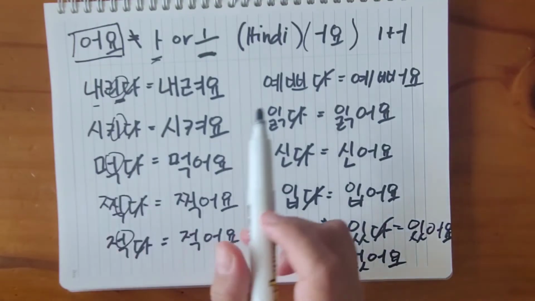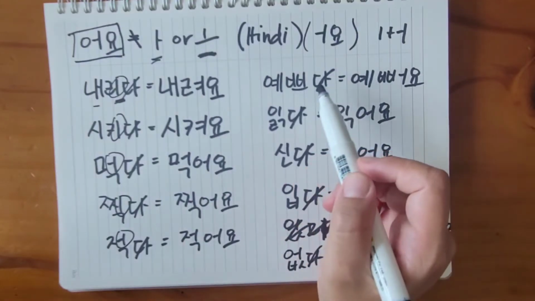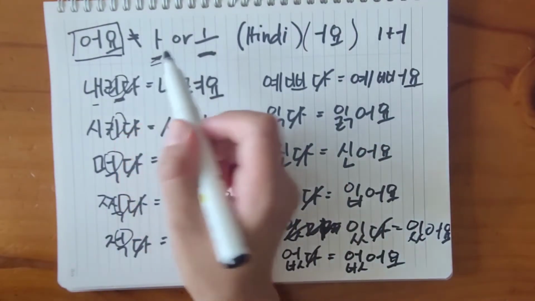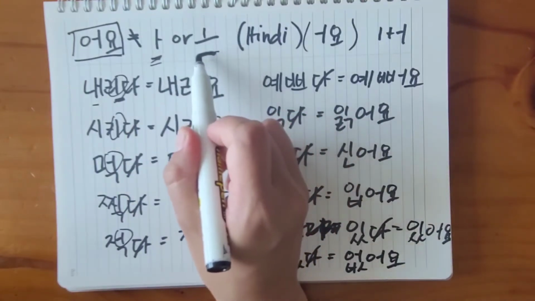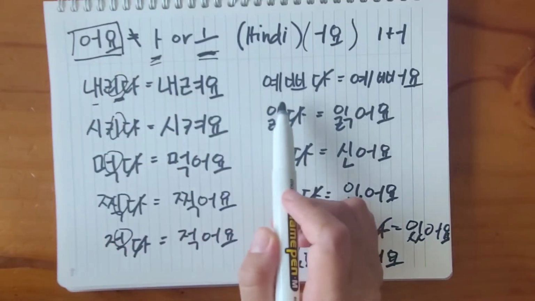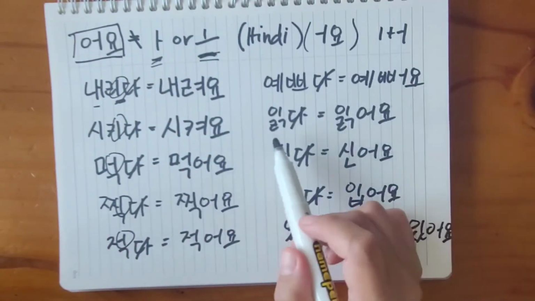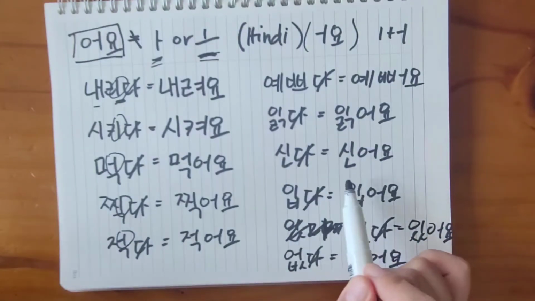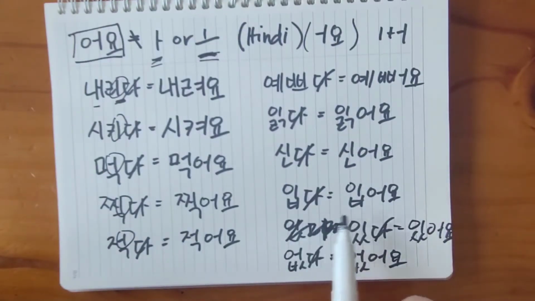So, ito yung mga final vowel nila, after we drop da, hindi A or hindi O. So, that's why we add oyo. So, yepuda, yepoyo. Ikta, ilgoyo. Shinta, shinoyo. Ipta, iboyo. Itta, isoyo. Opta, opsoyo. So, ito yung pangalawang rule niya.